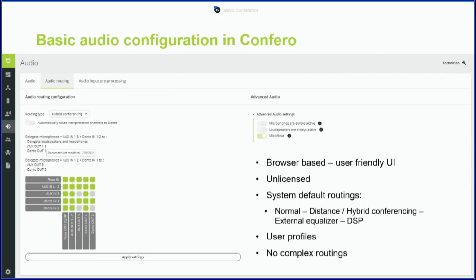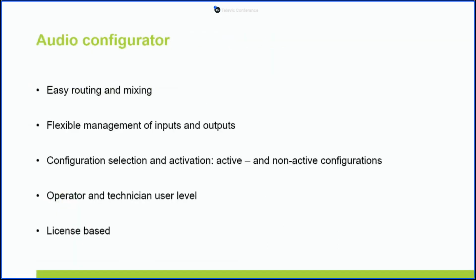Up till now, if you had to do some more complex audio routing, you had to go to Cocon. And in Cocon, you had, of course, the Cocon audio routing application, where you could do everything. But then you needed a Cocon room server, an external PC, and a client where you can do this modification. Now, with the Configurator audio routing application, we will allow you to do this same easy routing and mixing like you have in Cocon.